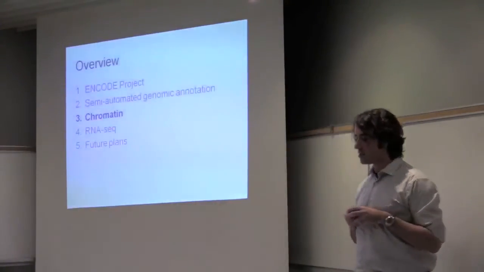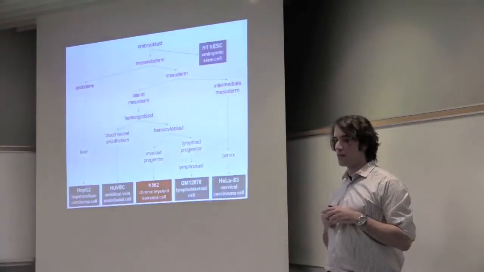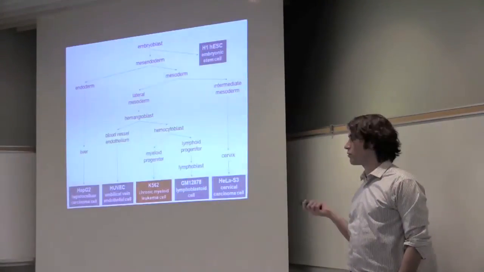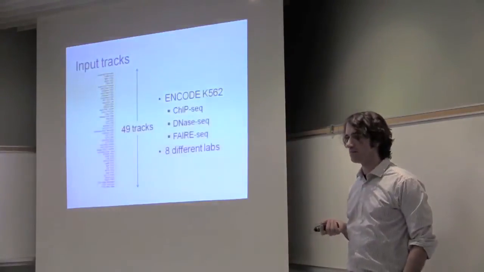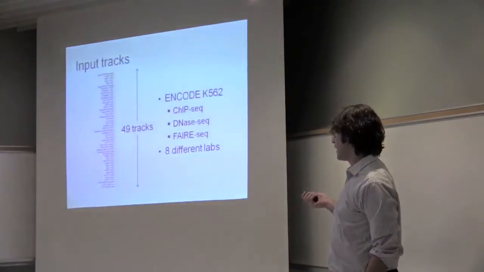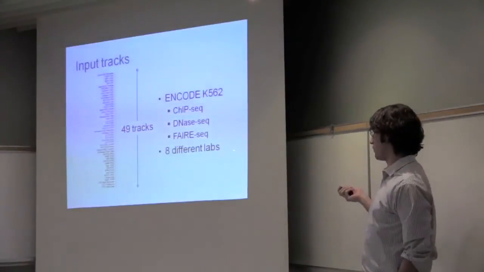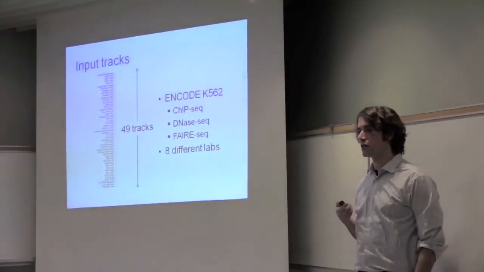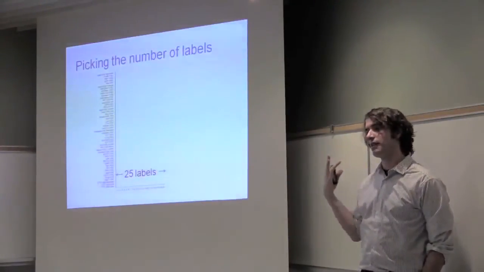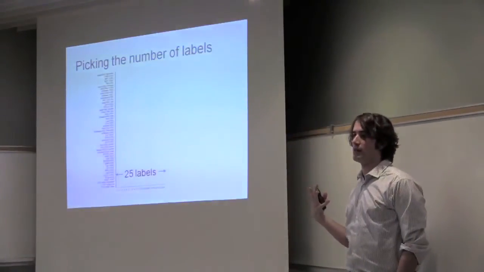Okay. So now we can talk about the application of Segway to the data in the ENCODE project. I'm going to start by talking about this chronic myeloid leukemia cell line, K562, and then I'll throw in some results from some of these other so-called tier 1 and 2 cell types. We did an experiment where we took 49 different tracks of ENCODE K562 data: ChIP-seq, DNase-seq, and FAIRE-seq, which is something similar to DNase in terms of what sort of meaning we get out of it, from 8 different labs in the ENCODE project. And we told Segway that it should find 25 different patterns within this. This is something you have to set a priori, and this is a very important question: how many labels do you tell the method to pick.